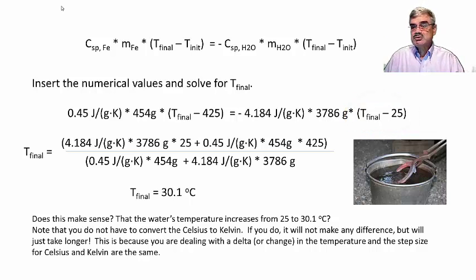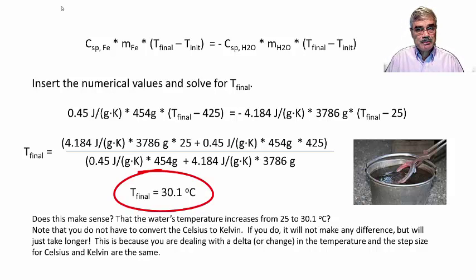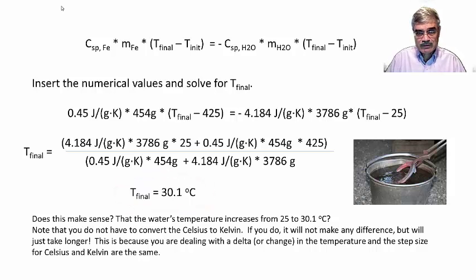So all we have to do is rearrange this and solve for the final temperature, which we can do. You can do the math, and the final temperature is 30.1 degrees Celsius or centigrade. Does this make sense? The bucket of water, the gallon of water, was 25 degrees, and its temperature went up to 30.1 degrees, so it warmed up a little bit, as you would expect it to do if you plunged a hot horseshoe into it. And the horseshoe's temperature went from 425 down to 30.1. So it does make sense.